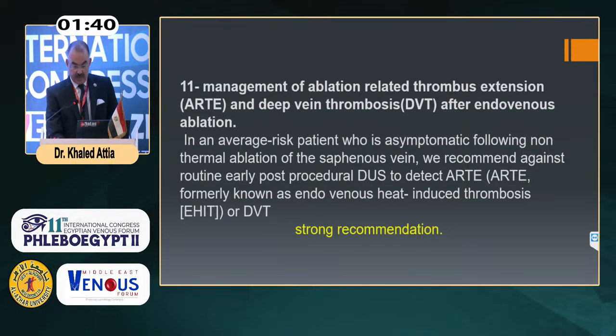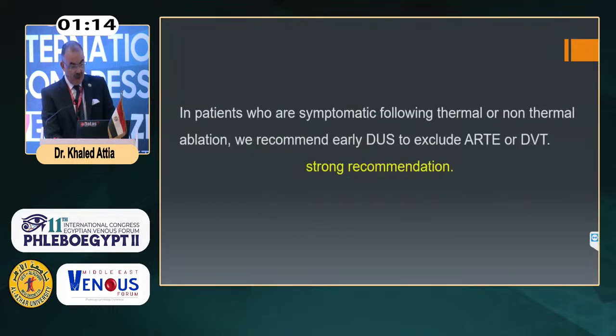Management of ablation-related thrombus extension and deep vein thrombosis after endovascular ablation. In an average risk patient who is asymptomatic following a non-thermal ablation of the saphenous vein, we recommend against routine early post-procedure duplex ultrasound to detect ablation thrombosis, formerly known as endovenous heat-induced thrombosis, or DVT. A strong recommendation. In patients who are symptomatic following thermal or non-thermal ablation, we recommend early duplex ultrasound to exclude ablation thrombus extension or DVT. This is a strong recommendation.